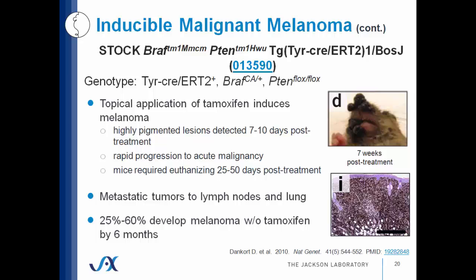And they develop to rapid progression to acute malignancy, and they don't survive very long post-treatment. And they will develop metastatic tumors to both the lymph nodes and the lungs. Now these mice will develop 25% or so or more will actually develop the melanomas without the tamoxifen by about 6 months of age, which indicates that the Cre itself is just a little bit leaky as well.